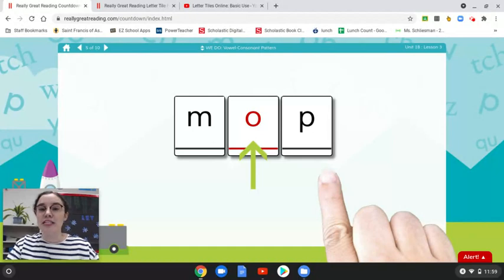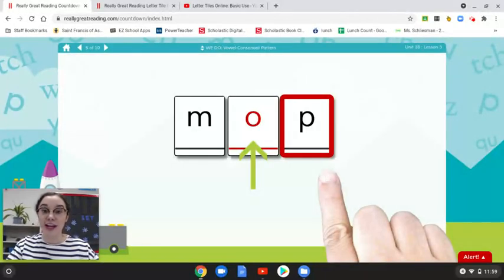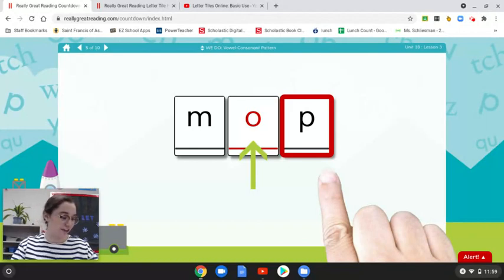Yes. What is the name of that consonant letter? P. So does it follow our vowel consonant pattern? It sure does. And what is that pattern? A vowel with one or more consonant after it.